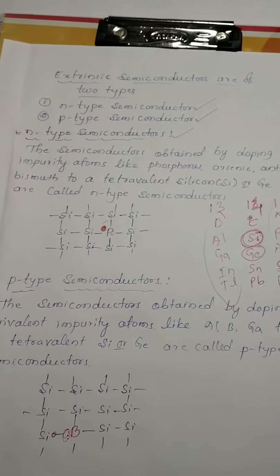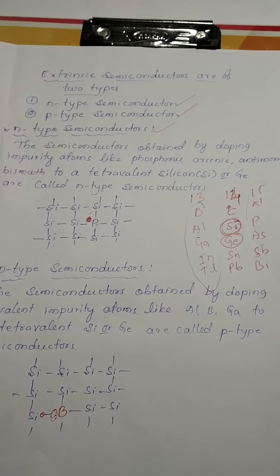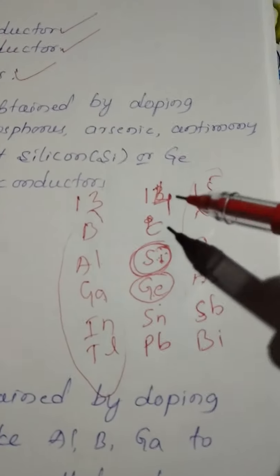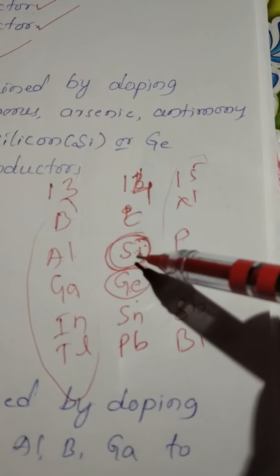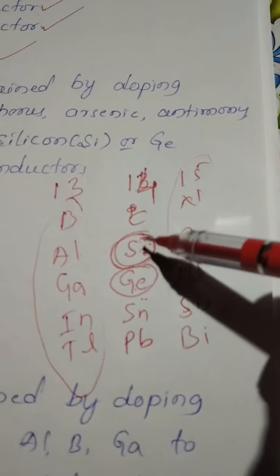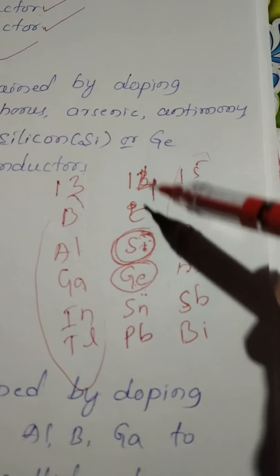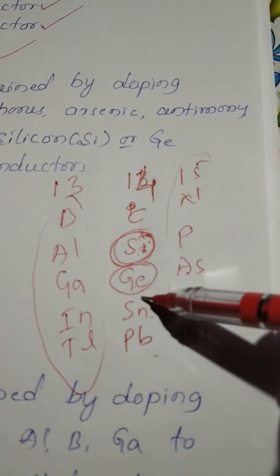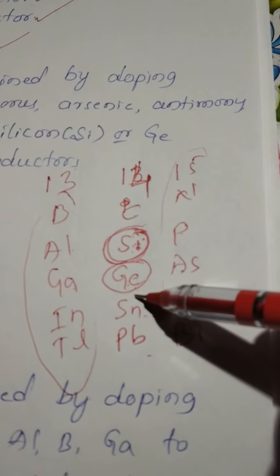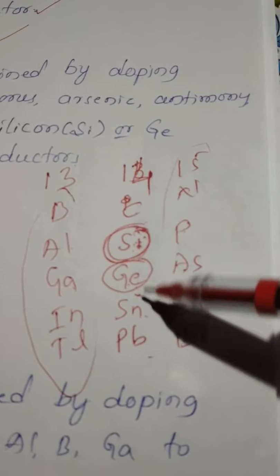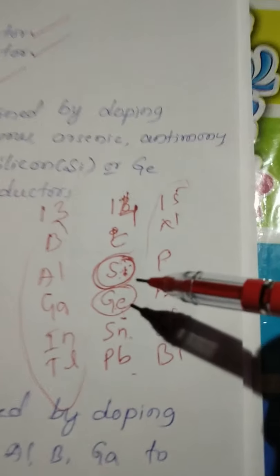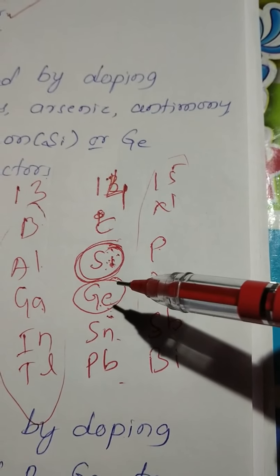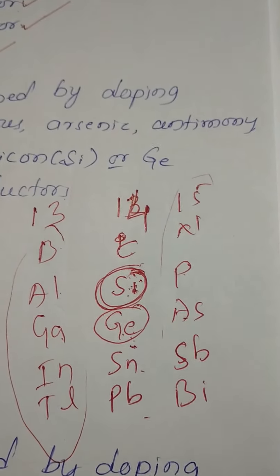Then what do you mean by n-type semiconductors? Just before going to this definition, let's understand this. Silicon, germanium are the example for intrinsic semiconductor. Group 14 elements: carbon, silicon, germanium, tin, lead. Silicon, germanium are the pure semiconductors or intrinsic semiconductors. To increase the conductivity of these semiconductors, we have to do doping.